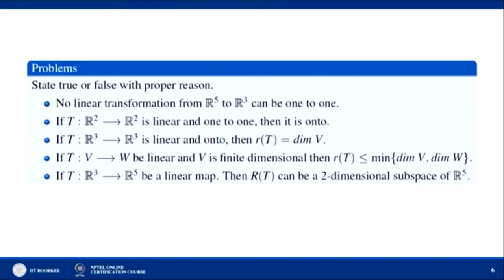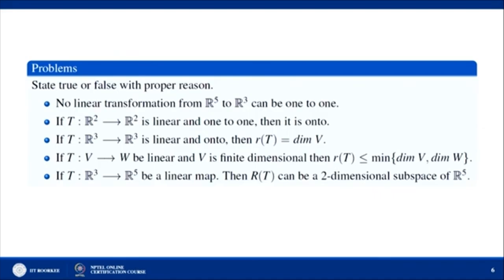Now let us come to a few problems based on this. State true or false with proper reason. The first one is: no linear transformation from R5 to R3 can be 1-to-1. Now let us see whether it is true or false. For all these things we will apply the rank nullity theorem.